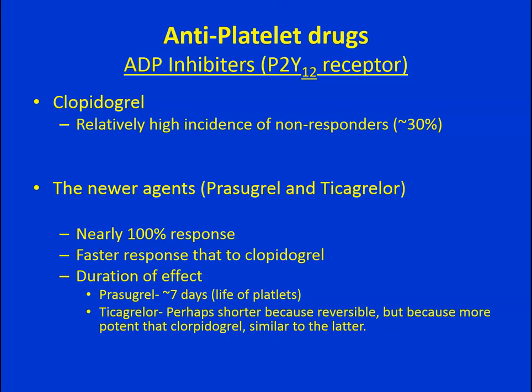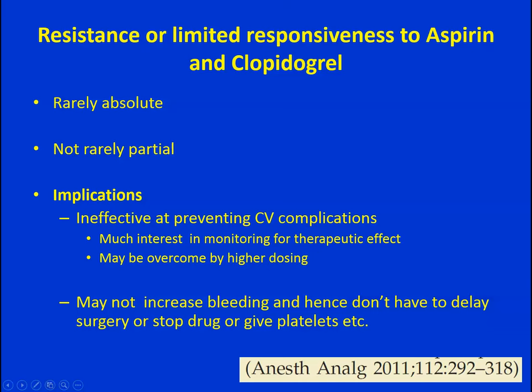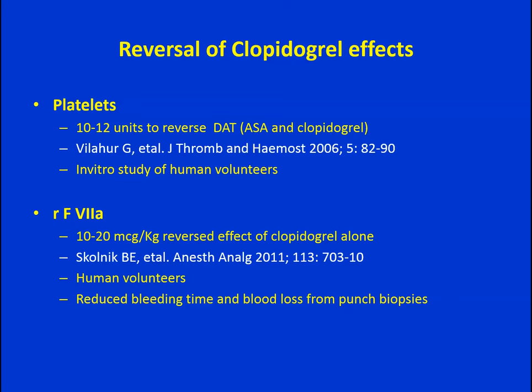The newer agents, on the other hand, are nearly 100% effective, but on the other hand, they tend to last longer. This talks about the resistance of patients to both aspirin and clopidogrel and the possible causes of this non-response. As for a reversal, the main stem of therapy is platelets, but also some have advocated use of recombinant factor 7A. Neither of these has been documented in studies in patients.